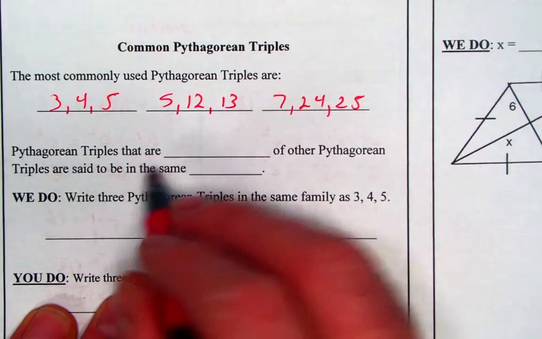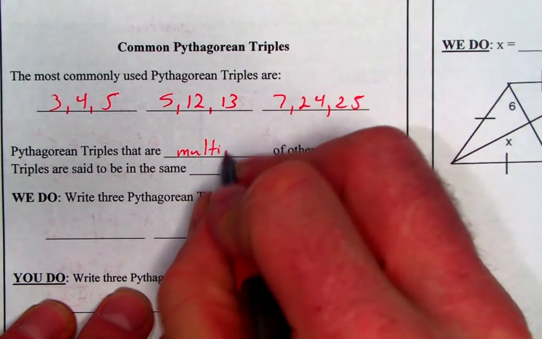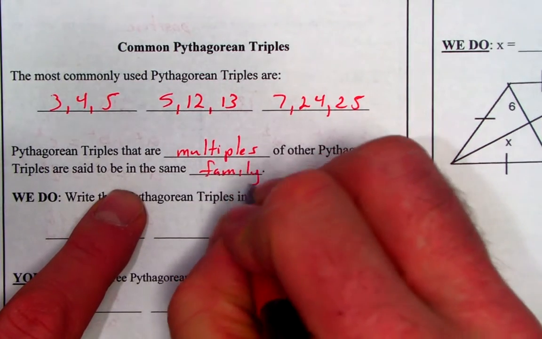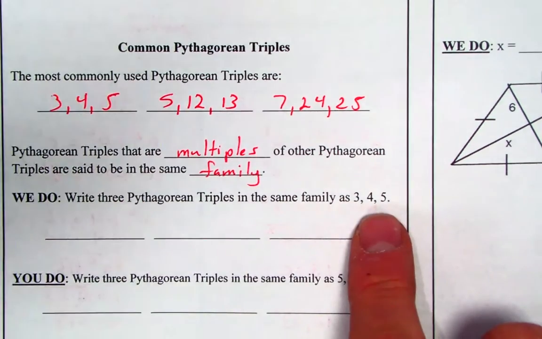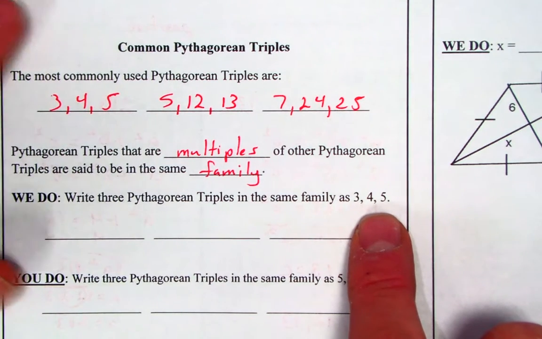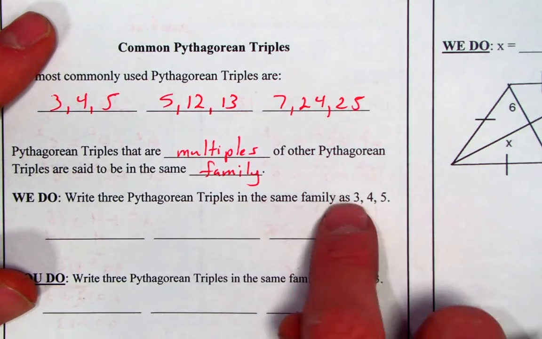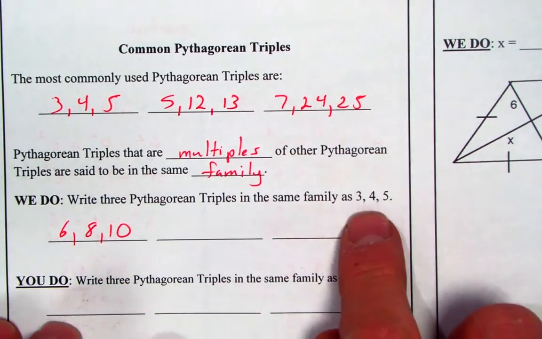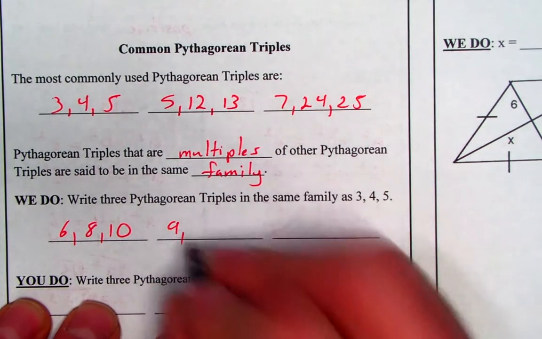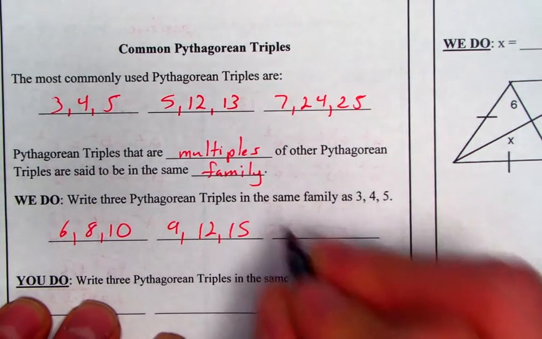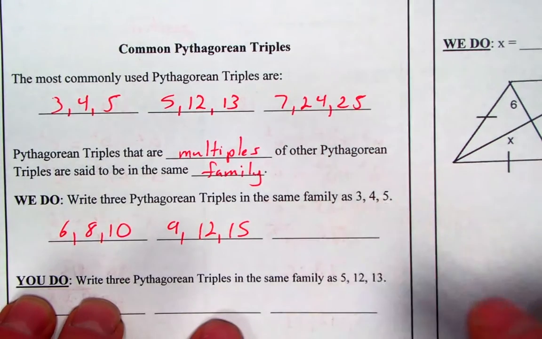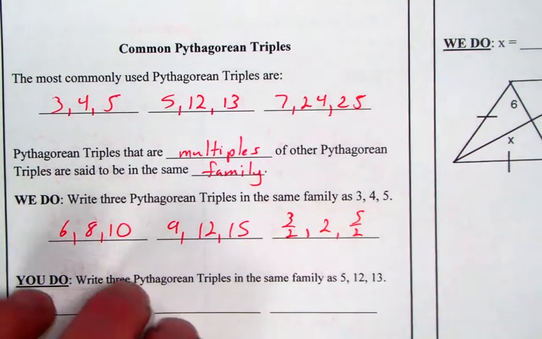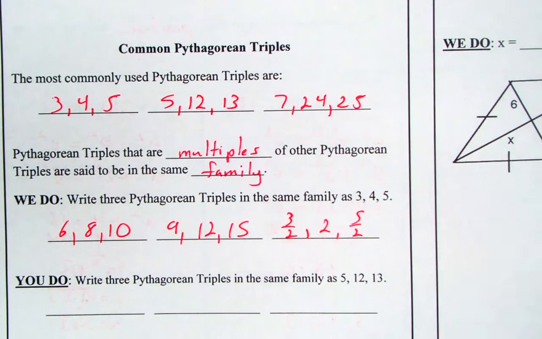But Pythagorean triples that are multiples of other Pythagorean triples are said to be in the same family. So here's the parent, the 3, 4, 5. But any multiple of that is also a Pythagorean triple. So if you double all these and get 6, 8, 10, that's also a Pythagorean triple. If you triple all these and you get 9, 12, 15, that also is a Pythagorean triple. If you halve all these, then you'd have 3 halves, 2, 5 halves. That's also a Pythagorean triple. So those are all in the same family as the 3, 4, 5.